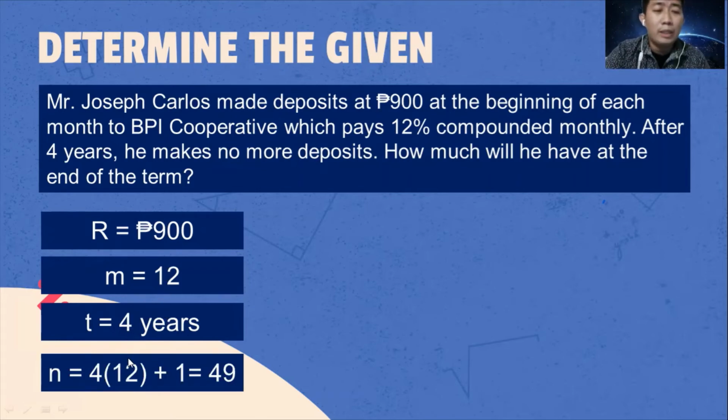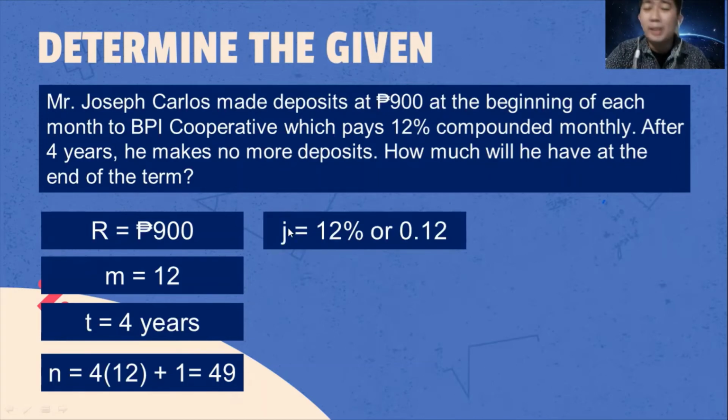In order for us to get the number of payments in the annuity, we are going to multiply 12 times 4, that is 48 plus 1. The reason why there's a plus 1 is because Joseph made the deposit of 900 pesos at the beginning of each month to the cooperative, which pays 12% compounded monthly. After 4 years, aside from the deposit of 900 pesos, that is 4 times 12, it's 48 plus 1. That's why it's 49.